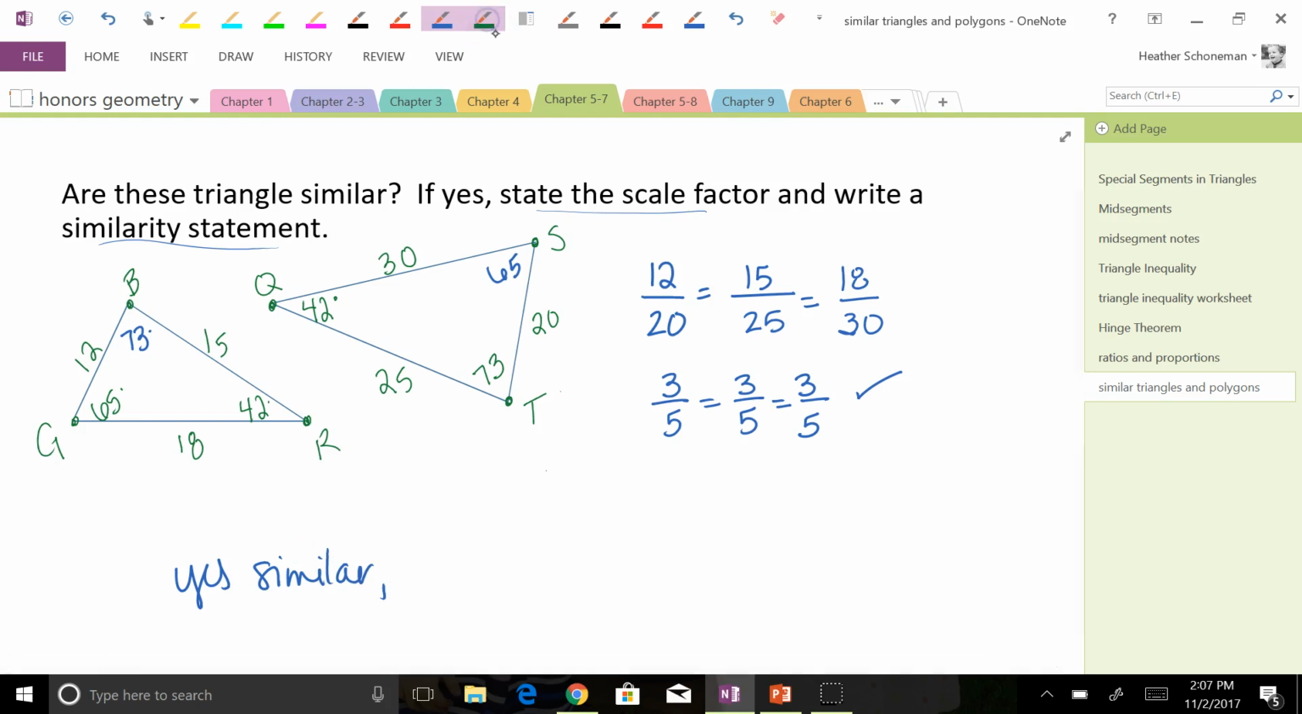Okay. Now we need to write the scale factor. Well, the scale factor is whatever these ratios reduce to. This is your scale factor. So your scale factor is 3/5.